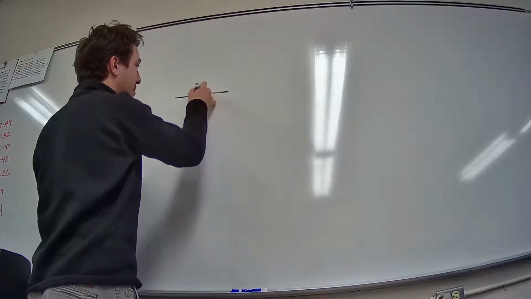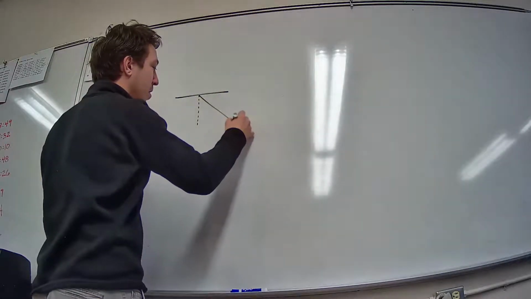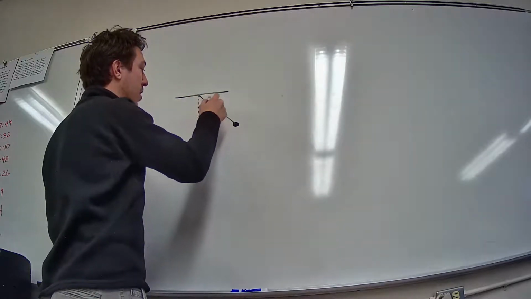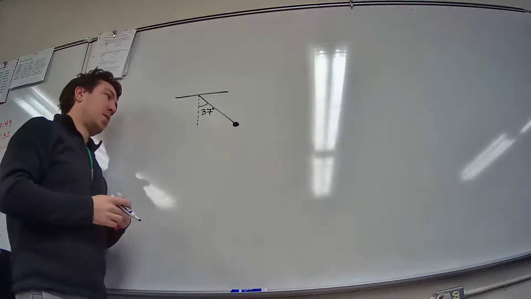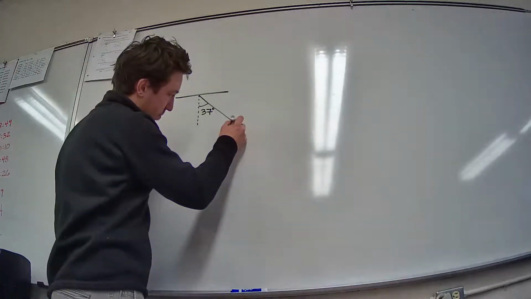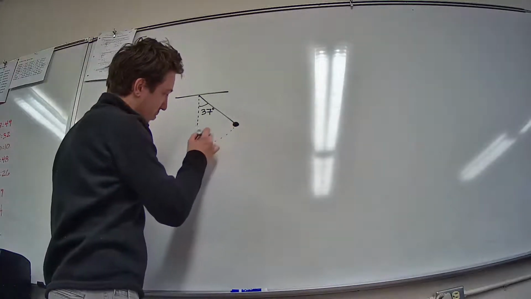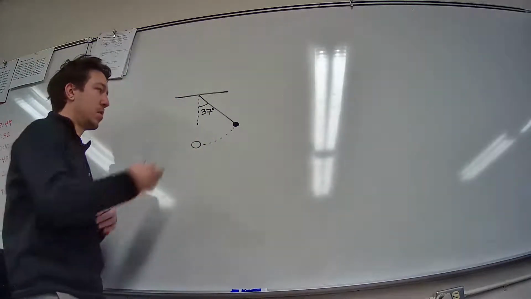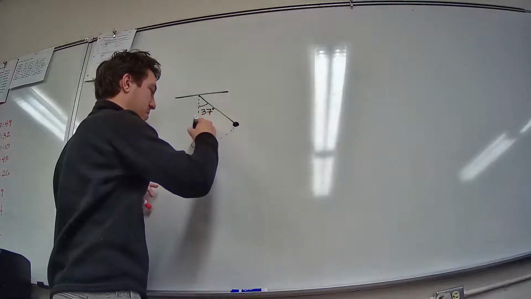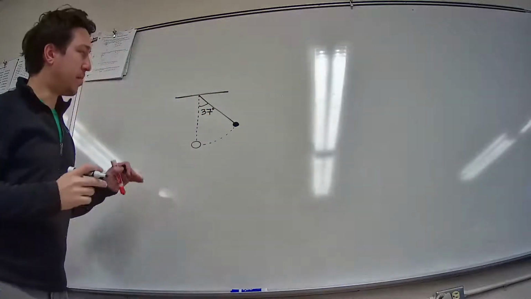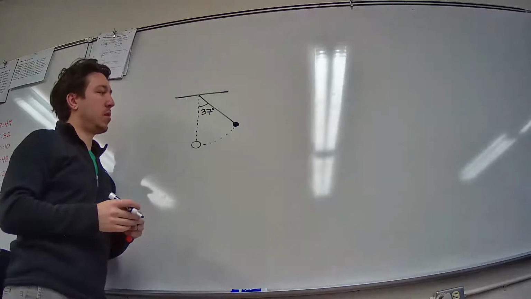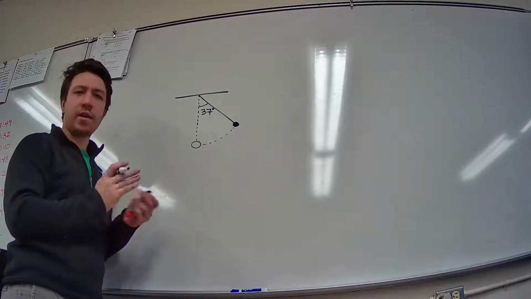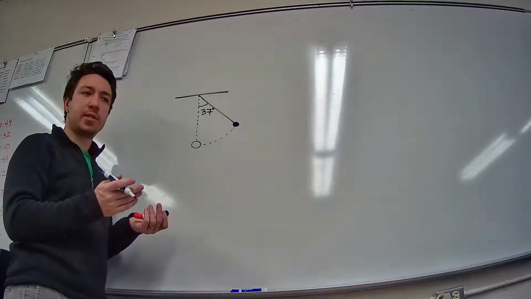How far back does this pendulum get pulled? Theta, 37 degrees. Good. So here I'm going to draw its path. You could ask a question about this pendulum, which is, where does it get its speed from?